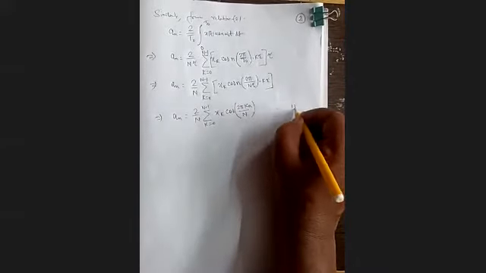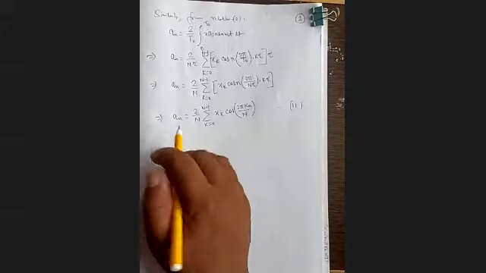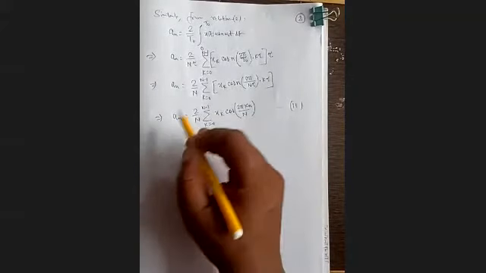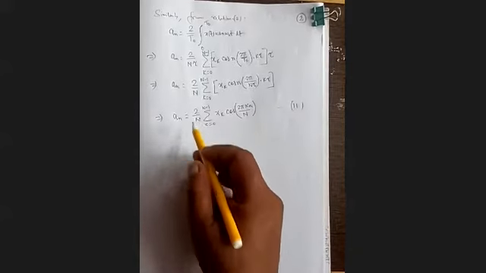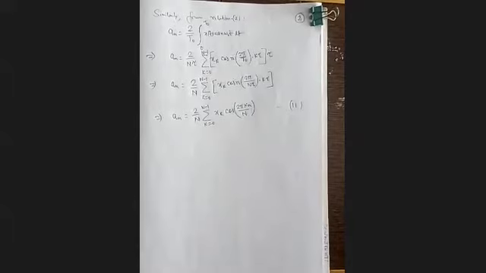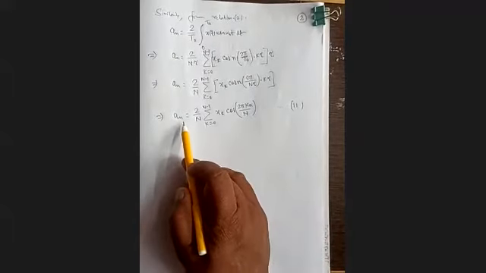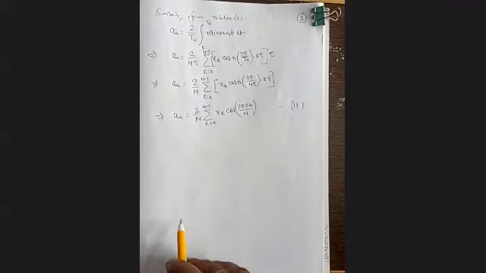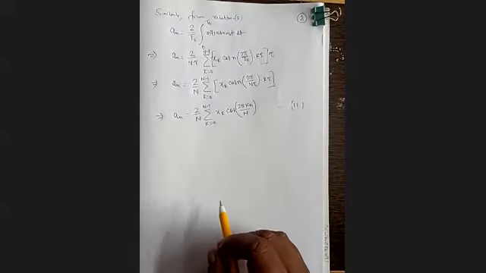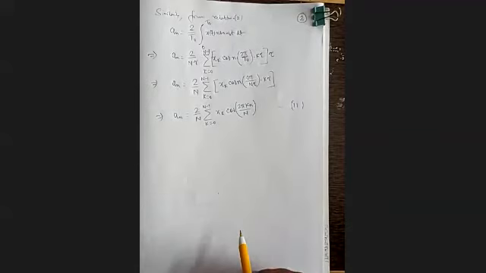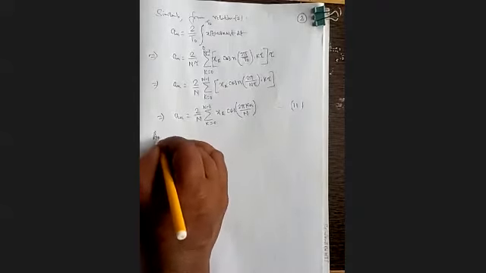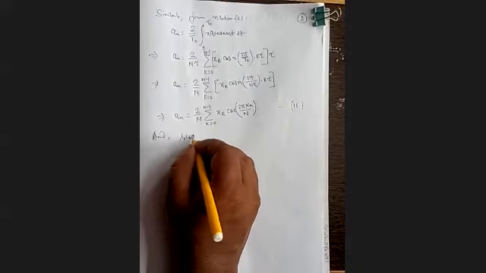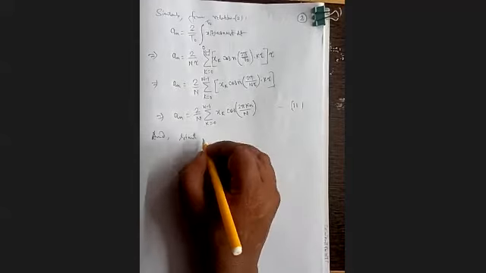So this is our relation 11, our final relation. That's how, from the information of samples, we can find out an, this particular Fourier coefficient, which is the amplitude of the cosine term. So this is our an. Now, once we know an, we can also find out the coefficient bn.